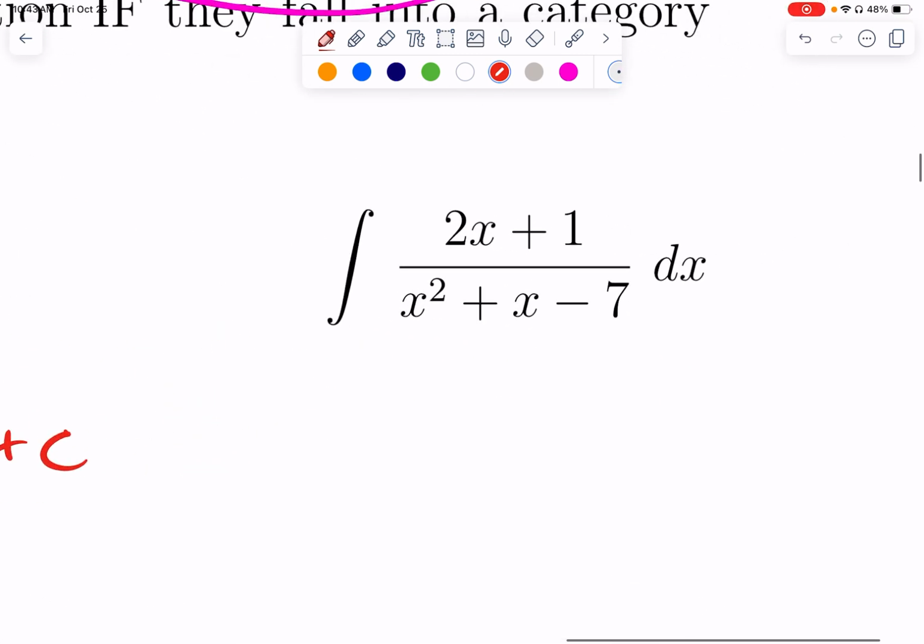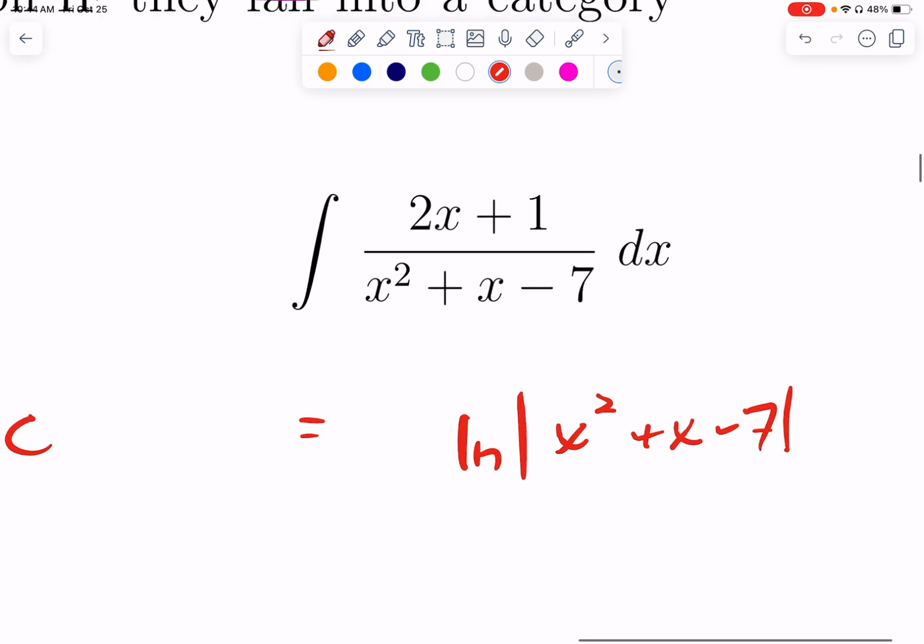Now this problem is very carefully engineered so that it is doable. Because what we might notice is that the numerator is the derivative of the denominator. So we actually have natural log of the denominator. If you took the derivative of this, you'd get 1 over that thing times its derivative, which is this. So this one very specifically works because of the very specific relationship between numerator and denominator.